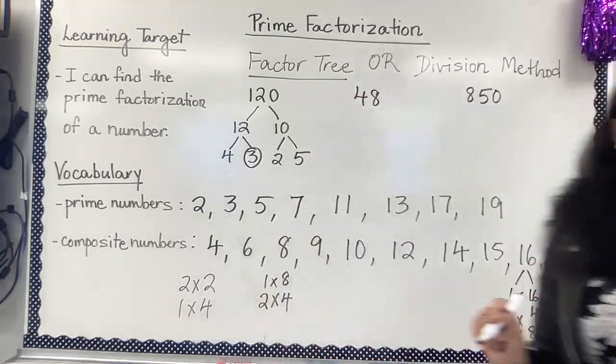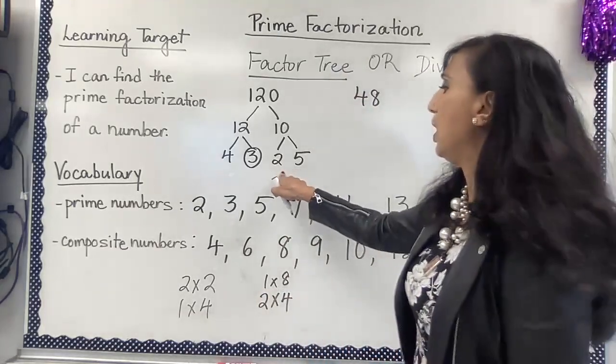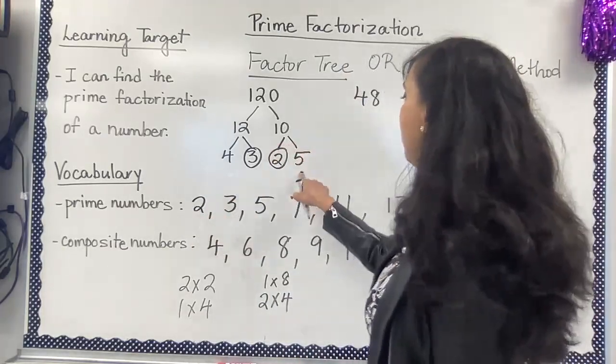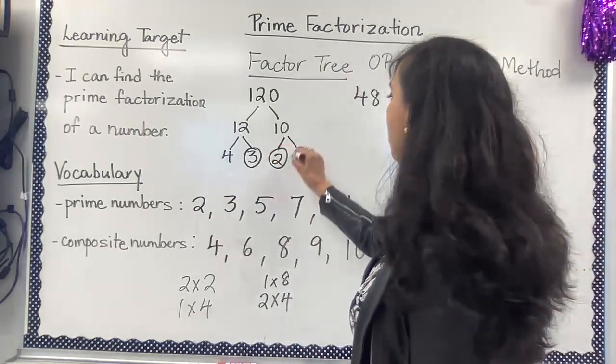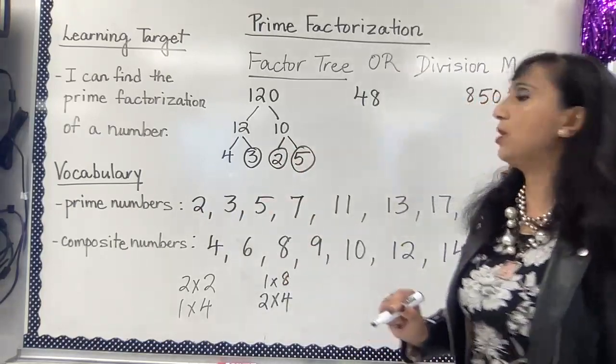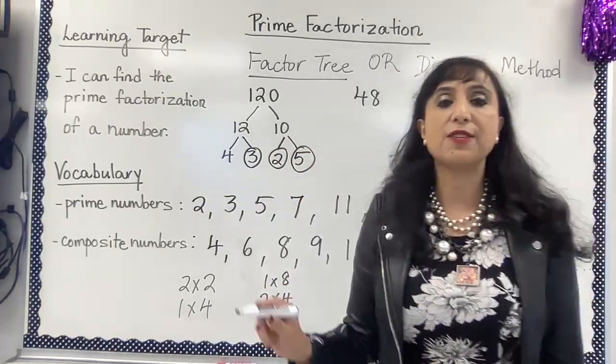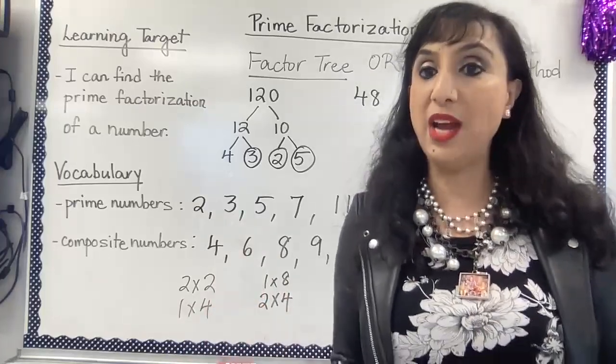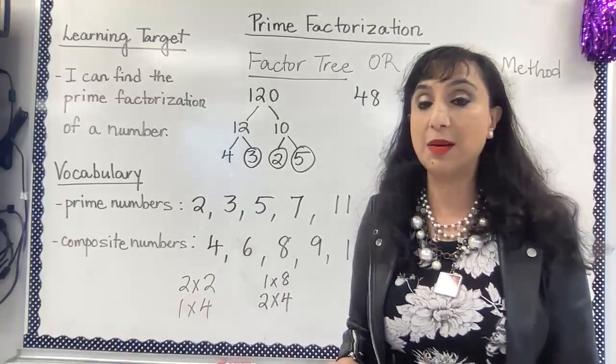Right? So 2 times 5. Now, is 2 a prime number? Absolutely. Okay. Is 5 a prime number? Yes. So I'm going to circle these. Now what's left is 4. Is 4 a prime number? Absolutely not, because 1 times 4 and we have 2 times 2. So that's a composite number.